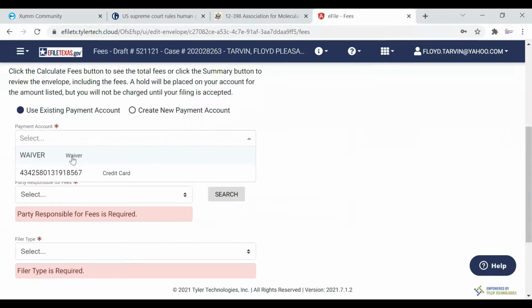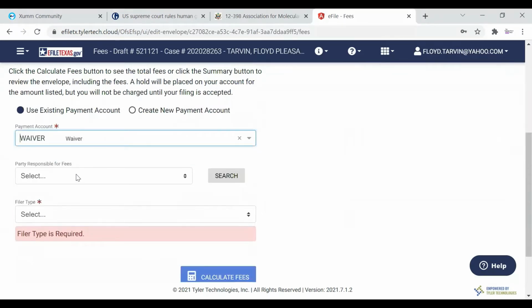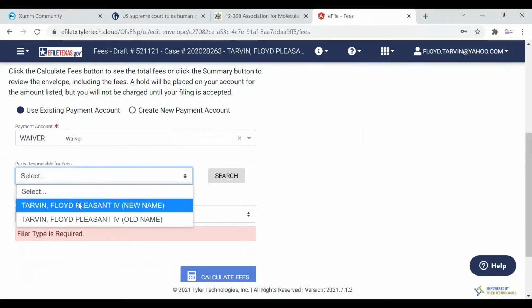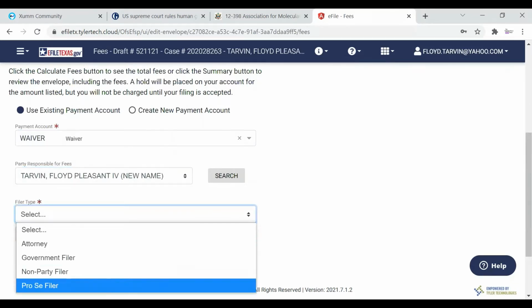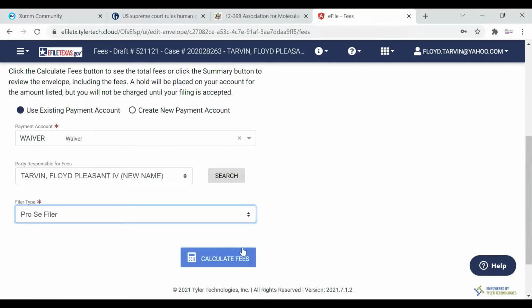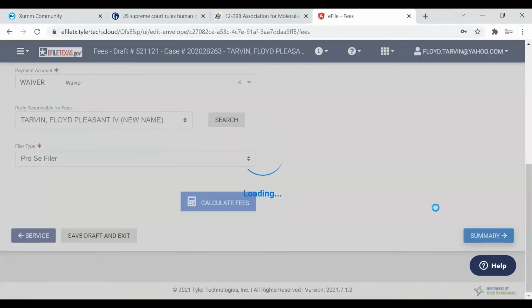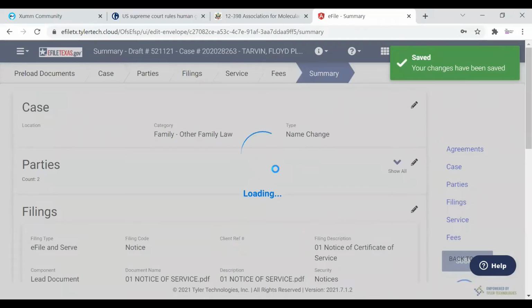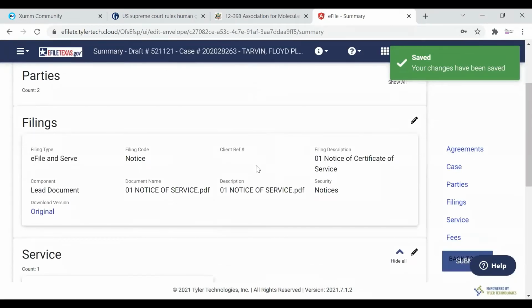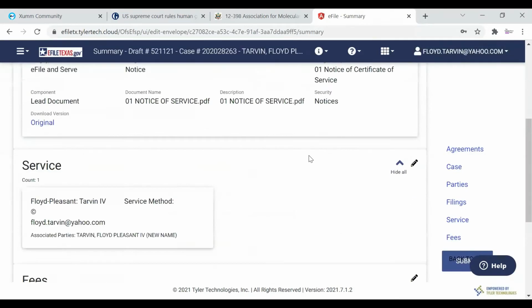Use the existing payment account, waiver. Filer type, and only do a pro se. Calculate fees. You still see this, correct? I see all the things you're putting there, yeah. Okay. Now, what did you do by putting waiver? Waiver of filing fees. And how do you get to waive the filing fees? You can just click on waiver. Okay. It's a notice.